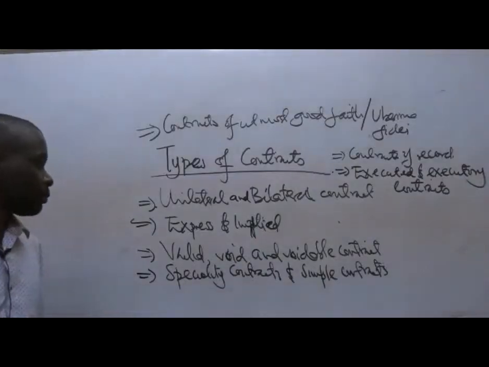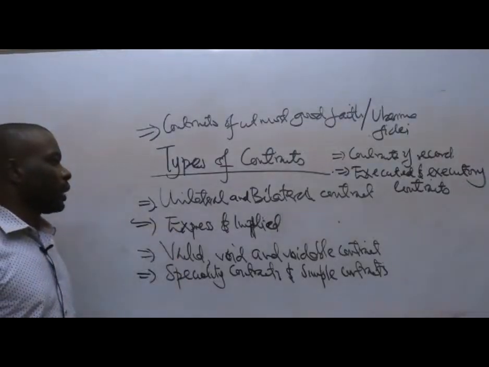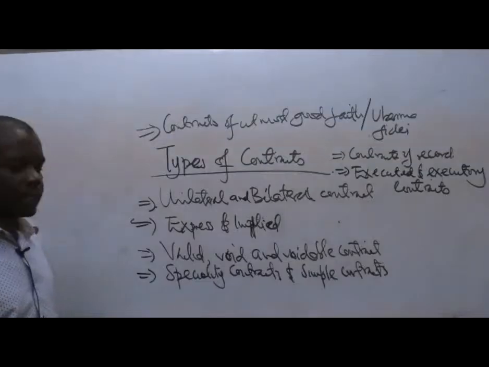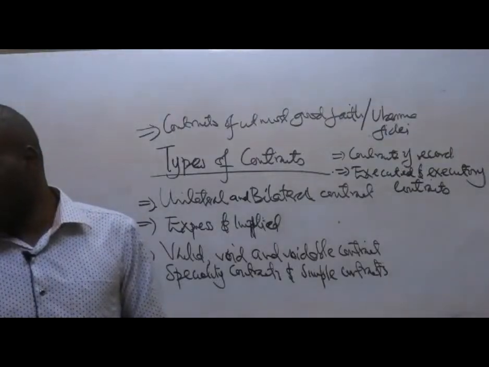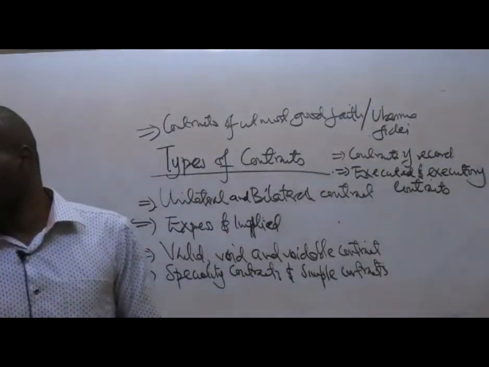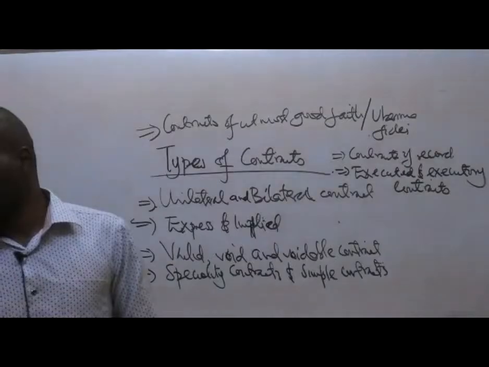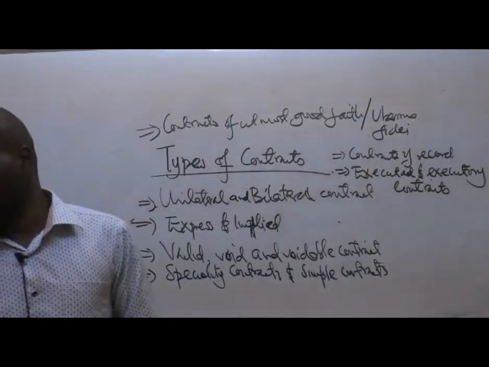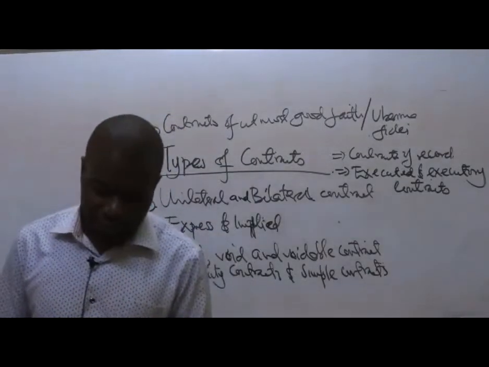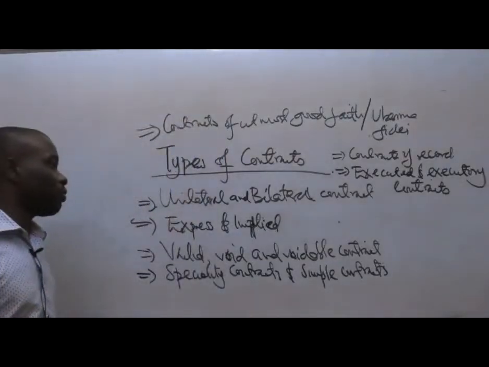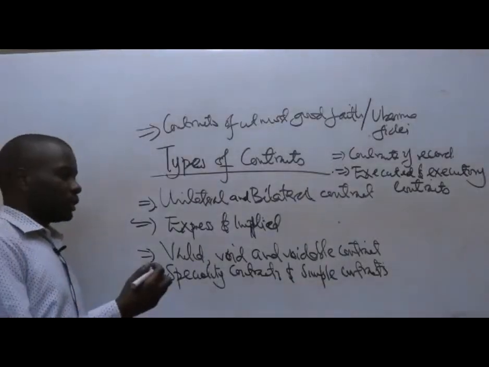Then we have unilateral and bilateral contracts. From the word bilateral, it simply means two, and unilateral simply means one. That's why they are related or correlated. A unilateral contract is one in which only one party is bound. It is usually a very rare form of contract. It is simply where only one party is bound.